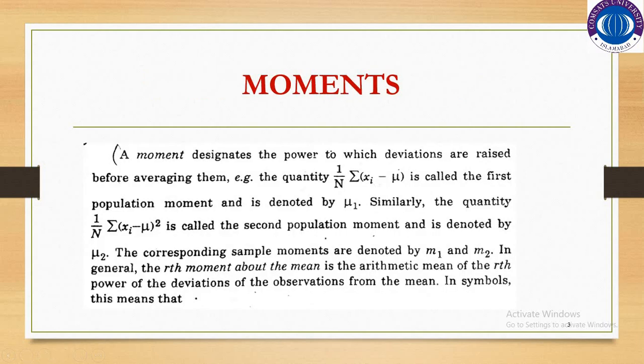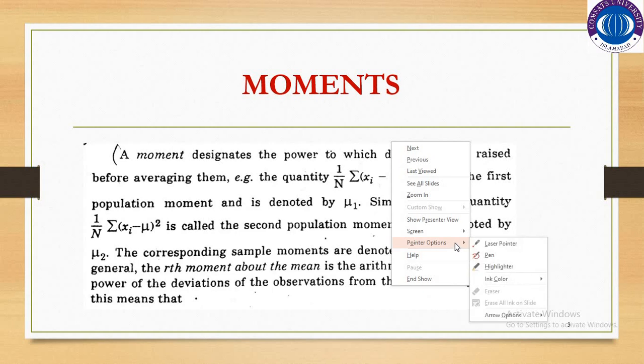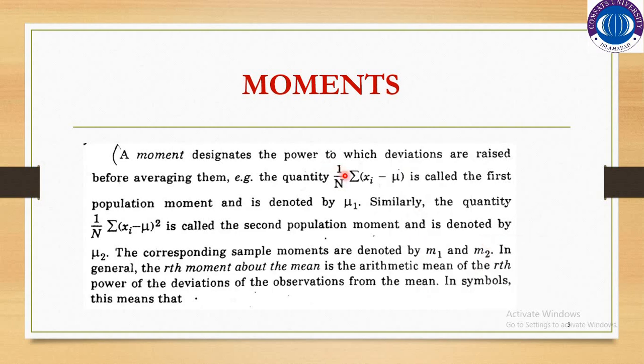Moments. A moment designates the power to which deviations are raised before averaging them. For example, the quantity 1 over N summation (x minus mu) is called the first population moment. As you can see from here, we have capital N in the divisor and the Greek letter mu here. So it means that these are the parameters, and this is the population moment, denoted by mu1.